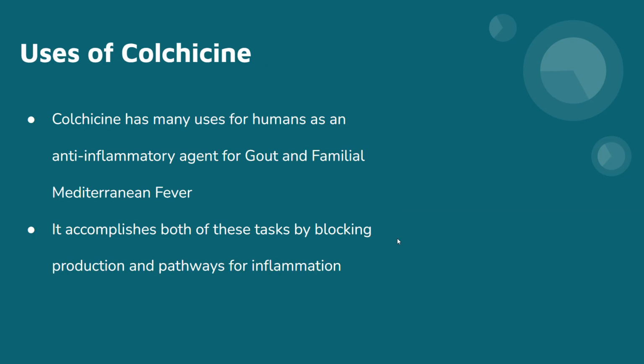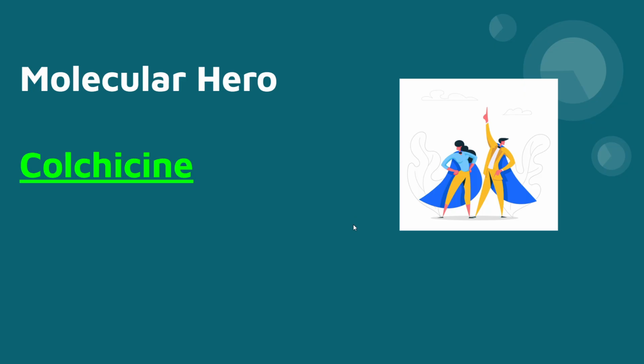Uses of colchicine. Colchicine has many uses for humans as an anti-inflammatory agent for gout and familial Mediterranean fever. It accomplishes both of these tasks by blocking production and pathways for inflammation that is still being researched to this day, as we do not understand how it works fully. So I'm nominating colchicine as a molecular hero.